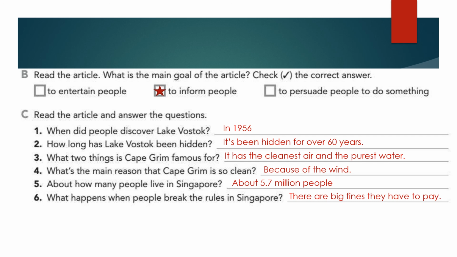3. Cape Grim is famous because it has the cleanest air and the purest water. 4. The main reason is the wind. 5. About 5.7 million people live in Singapore. 6. If you break the rules in Singapore, there are big fines and you have to pay money.